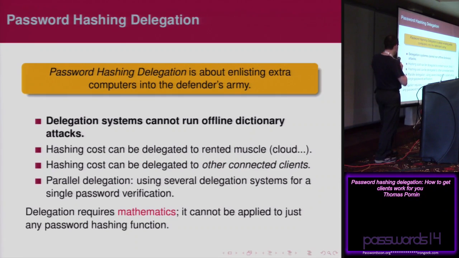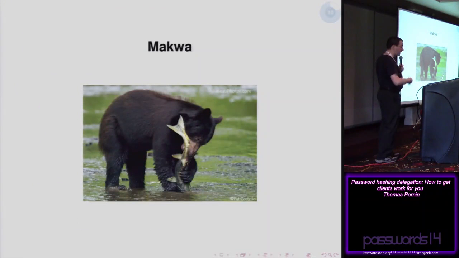We also want to be able to do parallel delegation, in which you are using delegation to several distinct systems running in parallel for a single password hash. That's the third part of my talk, and I describe how this can be done. Unfortunately, you cannot do that with just any password hashing function. You need an algebraic structure which allows you to do this delegation. And fortunately, there is a function which can do that, which is called Makwa, and I'm going to present it.